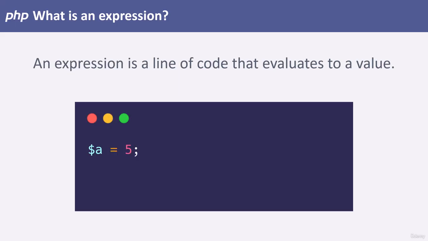In this example, this process happens immediately because the value is ready as is. The number 5 evaluates to 5. After the expression has been evaluated, the value is assigned to the variable.